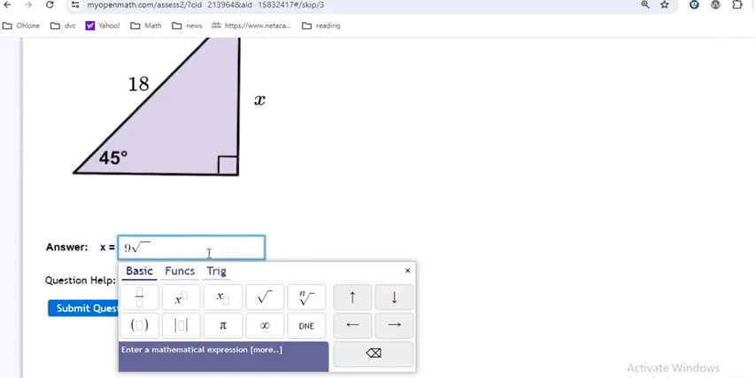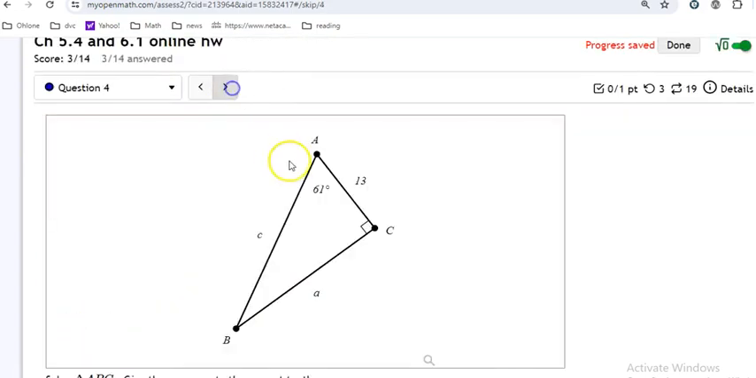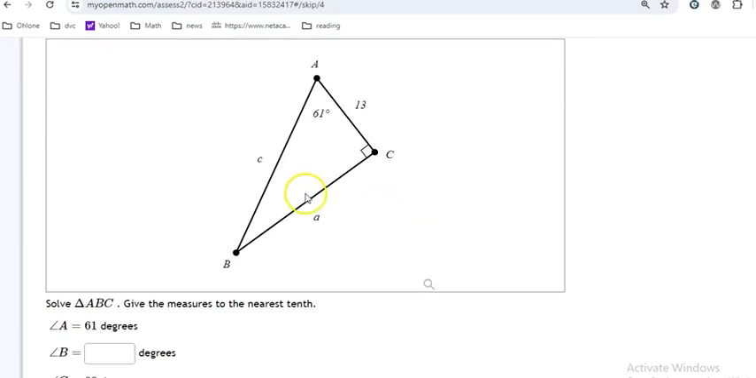9 square root 2. Yes. Okay, question 3 is not a special triangle. It's like 61 degrees, and we have to solve everything. So first is angle B.